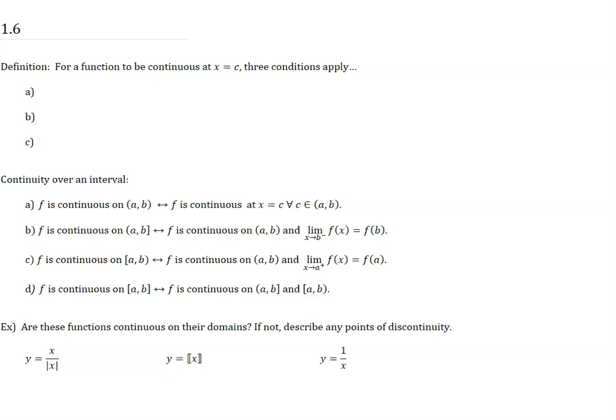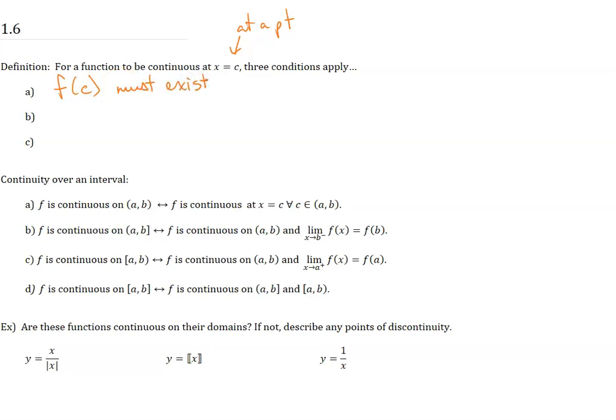And you will have questions that evaluate whether or not you know the precise definition, like does this satisfy all three conditions, that kind of thing. So make sure that you know these precisely. Okay, so the first condition for a function to be continuous at a point is that the point has to exist. So f of c must exist.